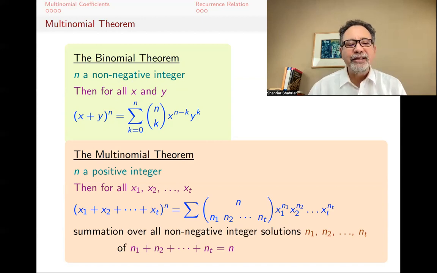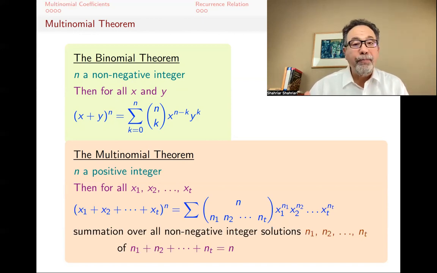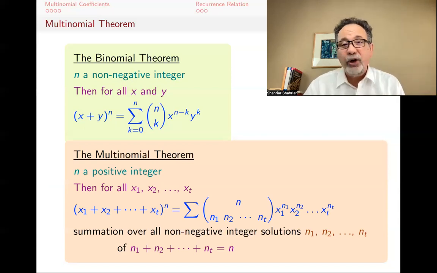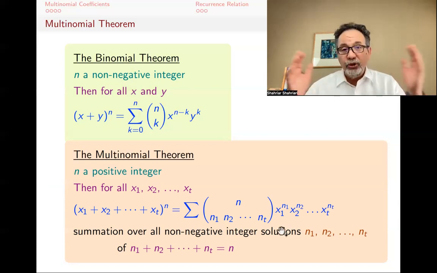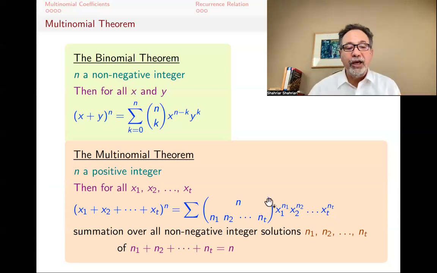So what does that mean? That means that you're given n. When you want to expand (x1 plus x2 plus ... plus xt) raised to the power n, you're given n, but you're not given n1 through nt. You ask, what are the possible ways of finding t integers that add up to n? For every way that you can find an n1, n2, all the way to nt that add up to n, you get one term. As soon as you find a solution, you put those n1 through nt as the exponents of x1 through xt, and you put a multinomial coefficient in front of them. You do all of those and add them, and you get (x1 plus x2 plus ... plus xt) to the n.